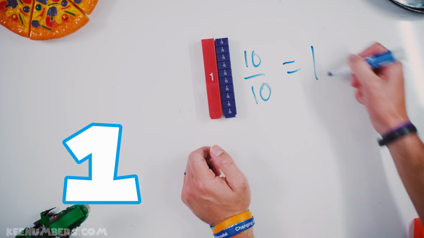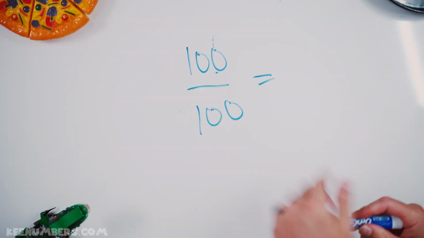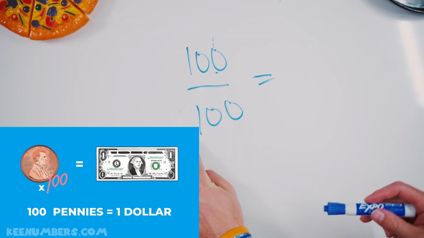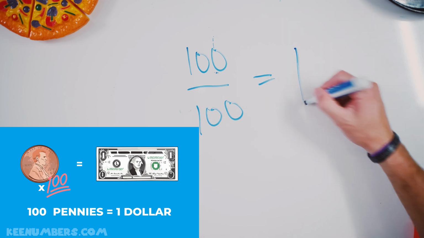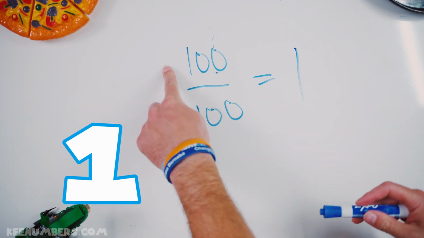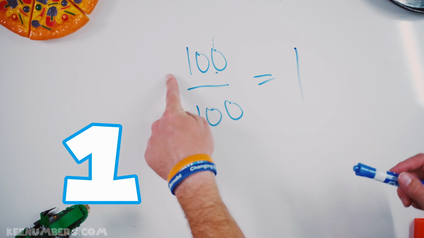So 10 tenths is 1. If you're in the wild and you see 100 100ths, you can think about this as 100 pennies. What's that equal to? $1. Old Man Keenum said it. You divide a number by itself and you get 1, as long as that number's not 0.